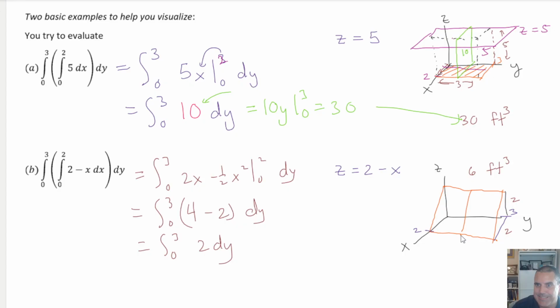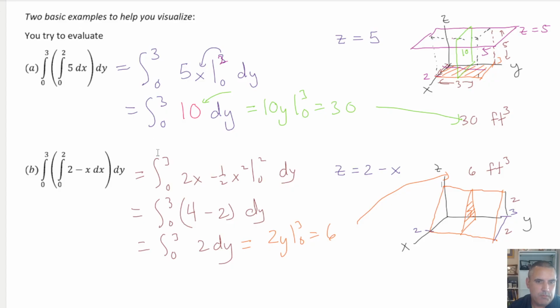It represents this. And each one of those has area 2. We already figured that out. And then if you add those up, it's 2y from 0 to 3, and it's 6. Hooray. So I find those two examples to be quite informative, and that's what we're doing in general.